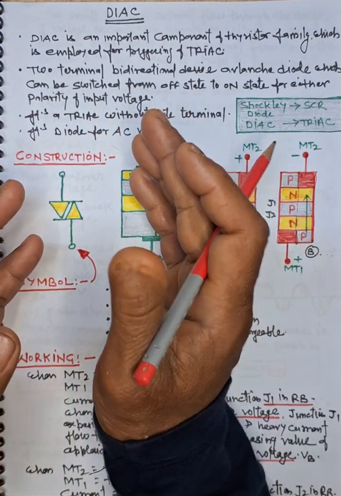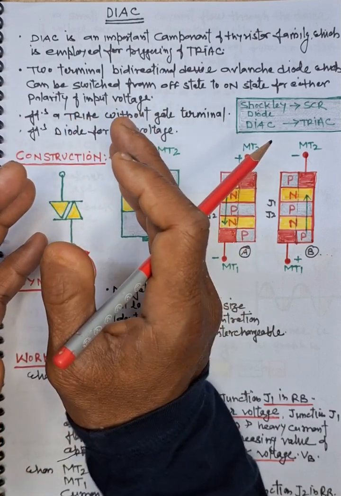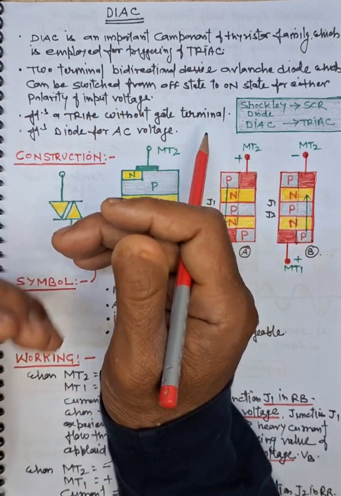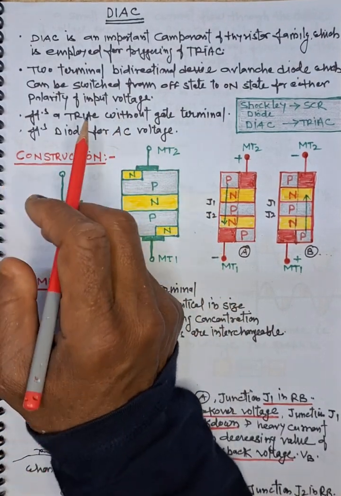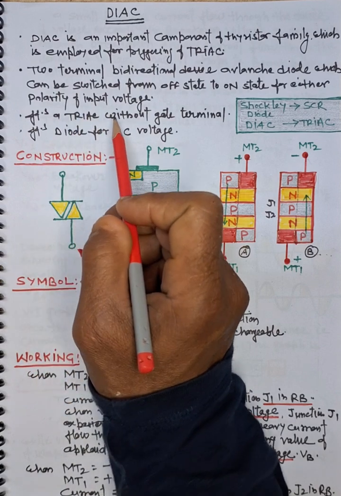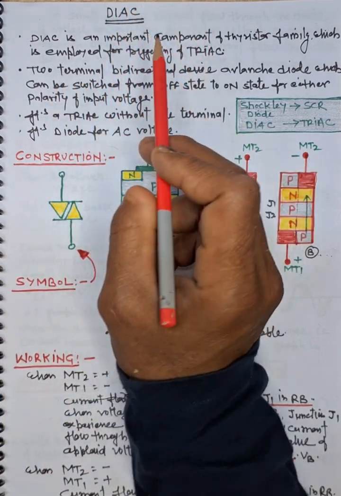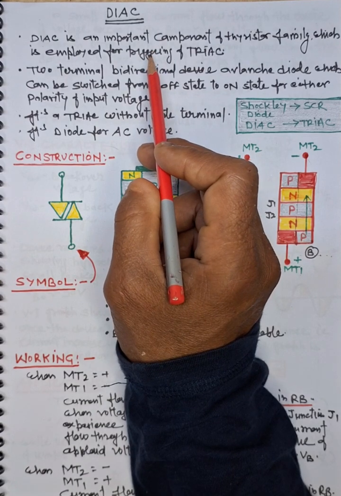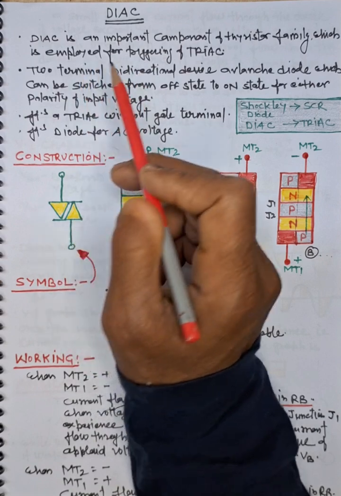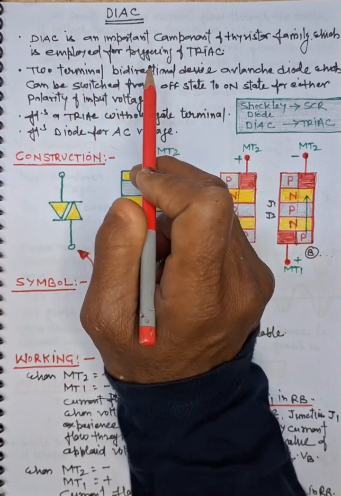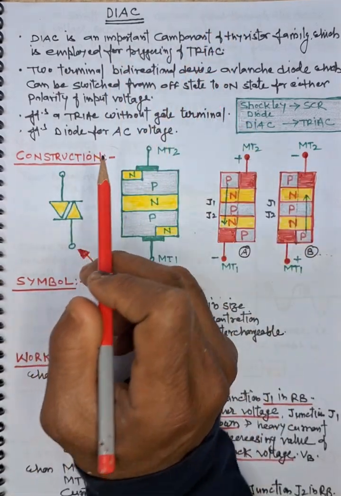That is why DIAC is a two-terminal bidirectional avalanche diode, because it works on the principle of avalanche breakdown. So we call it an avalanche diode, which can be turned on in either direction of the input voltage. It means if the polarity of the input voltage is changing, it will continue working the way it was working in the opposite polarity. So it is a bidirectional device.